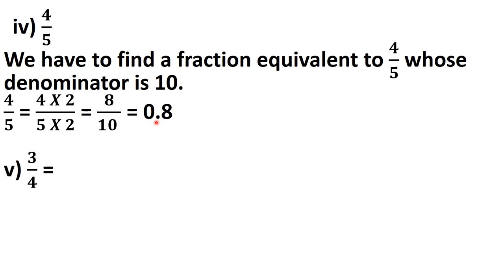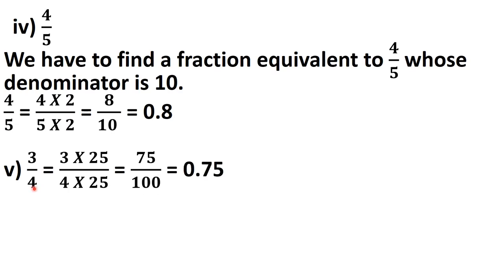See the fifth part, 3 upon 4. Same, we have to change this denominator 4 to an equivalent fraction having denominator either 10, 100 or 1000. But we can't get 10 in place of 4. So we will multiply 4 by 25 to get 100, because 25 fours are 100. We will multiply the numerator also by 25. 3 multiplied by 25 is 75 and 4 multiplied by 25 is 100. It is 0.75.